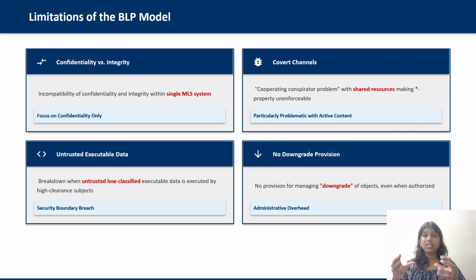The next one is covert channels. Covert channels usually mean shared resources. The shared resources break the star property, which says no read up, no write down. Next is untrusted executables: a high clearance user running low level code. That is risky, right? Because if a high clearance user uses low level code, they can access it for read or write. Next is downgrade prevention: manual admin work is actually needed since there is no downgrade prevention at all. In the classification, if the information gets overly classified, the file will automatically be changed.